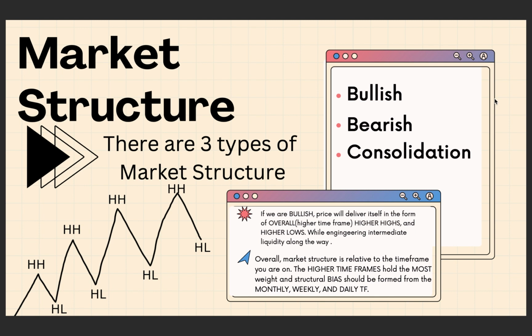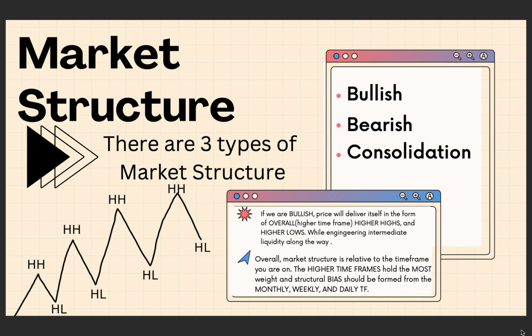The higher time frames hold the most weight, and structural bias should be formed from the monthly, weekly, and daily time frame. So, in other words, if you're seeing higher highs and higher lows, as I have lined out over here on the daily, even if you're in a downtrend here on like the hourly time frame, you need to remember where you are at on the daily time frame.